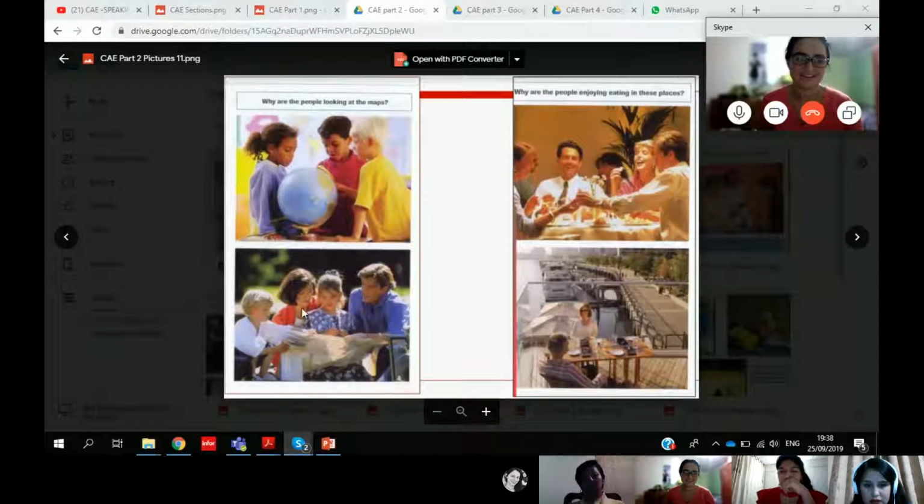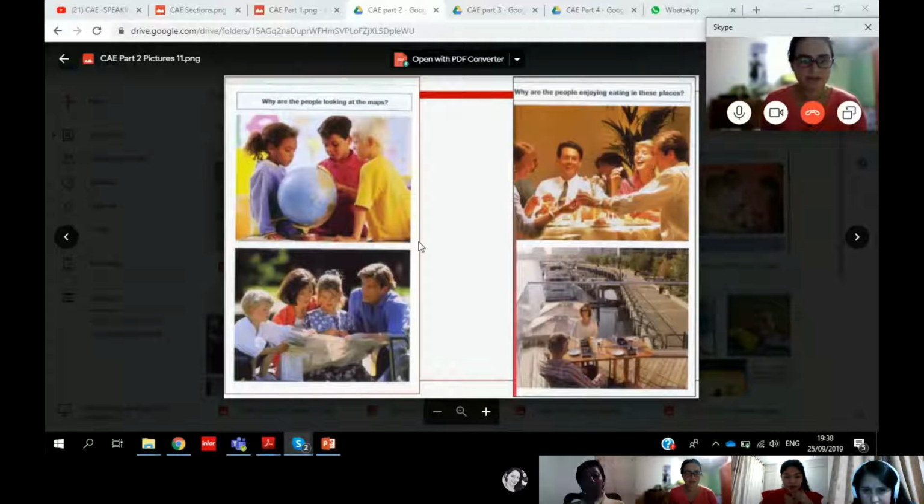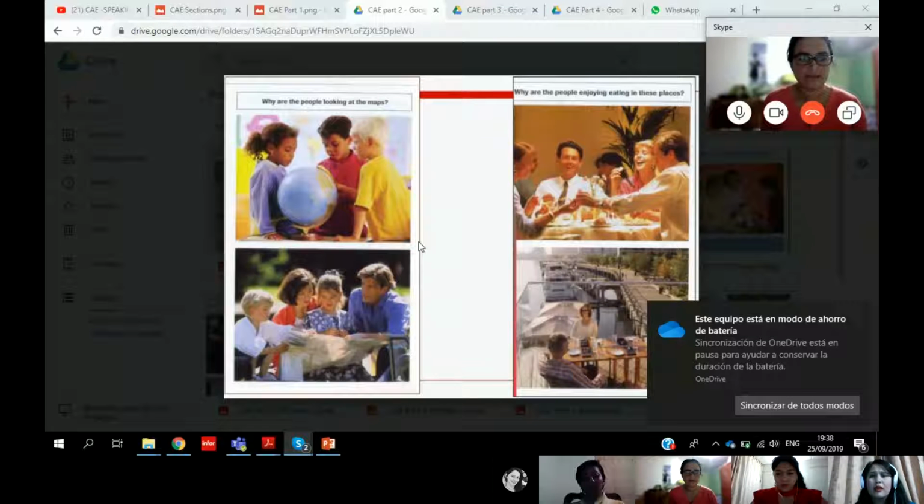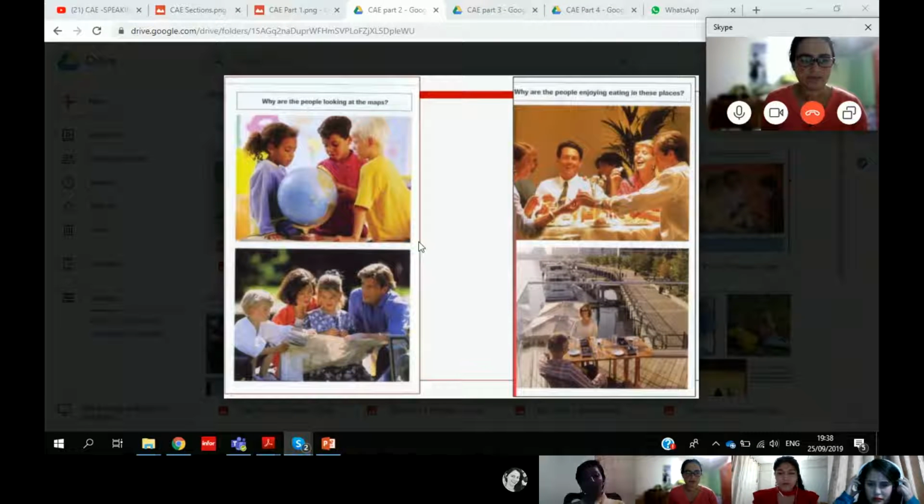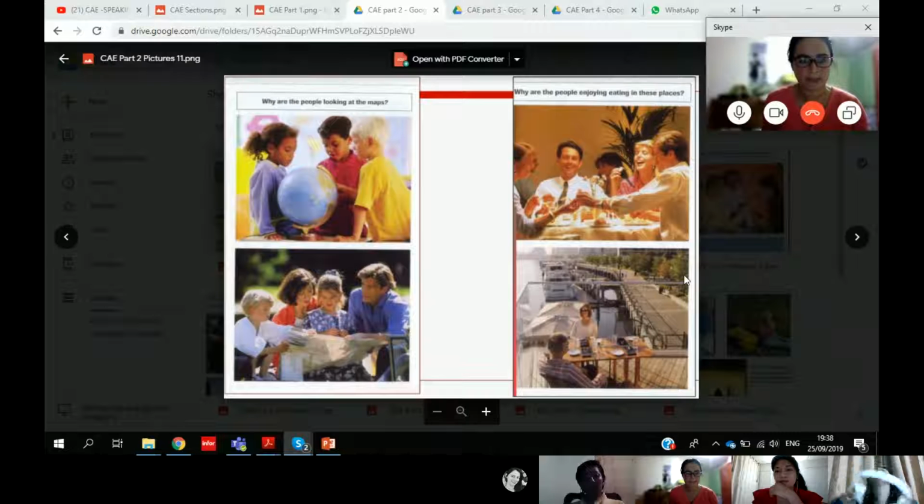Maybe, in the first picture, they are looking at the wall. Okay, time's over. Thank you very much. Well done, Marcela, Luz.